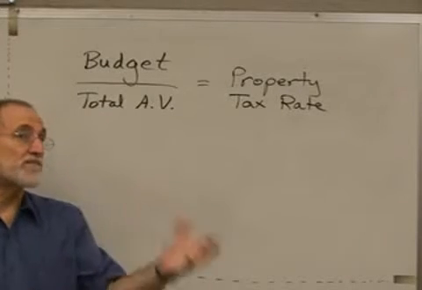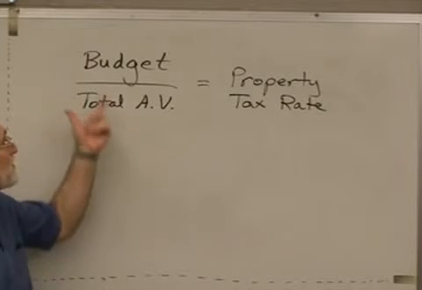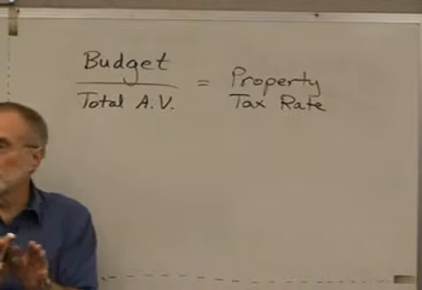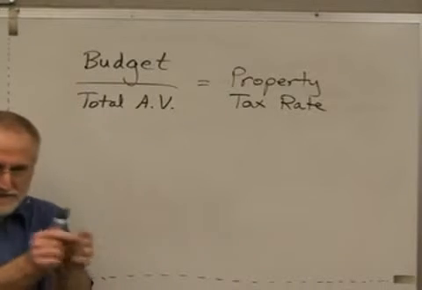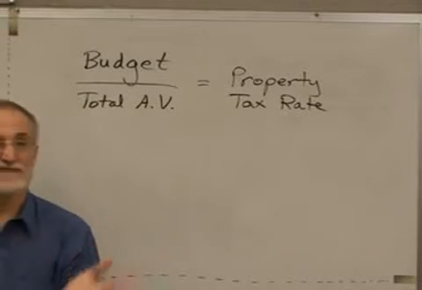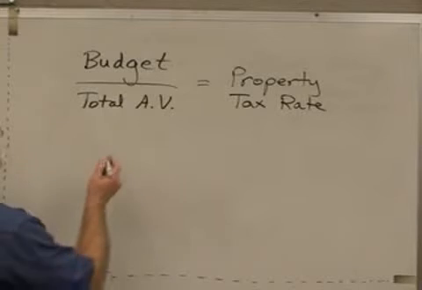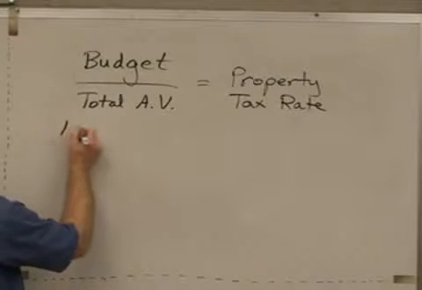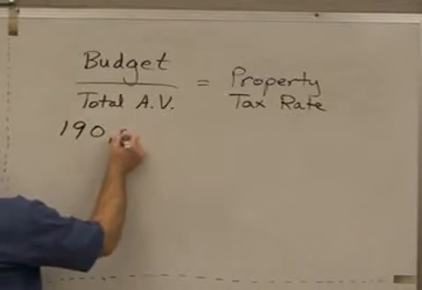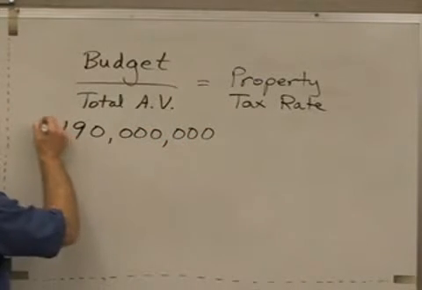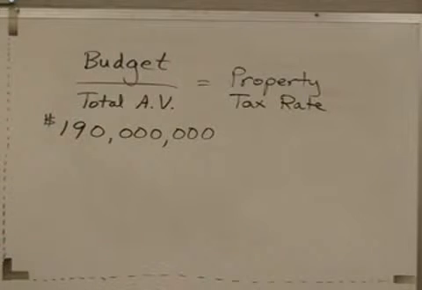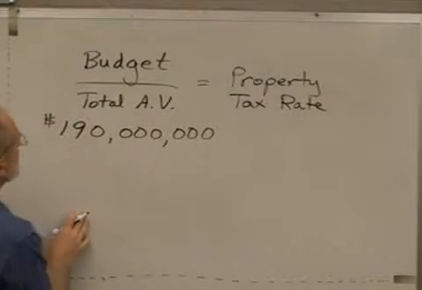So if you own a ton of property, then you're going to pay more taxes than someone who owns a little bit of property. And we base it on the assessed value, and everybody pays a certain amount per dollar of assessed value. So let's use some numbers here. Let's say the budget for our county were $190 million. Let's say that's what it took to run the county for a year. I have no idea if that's close or not.